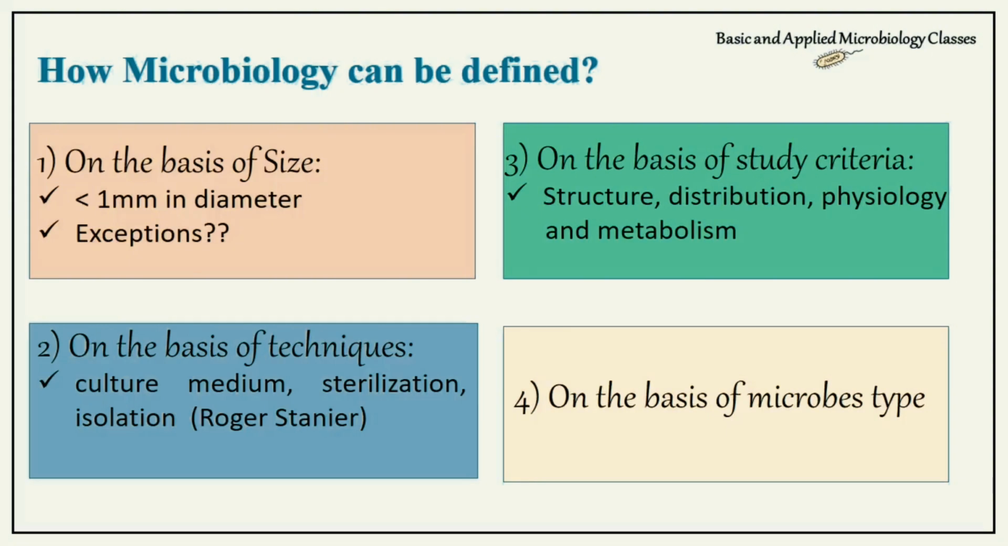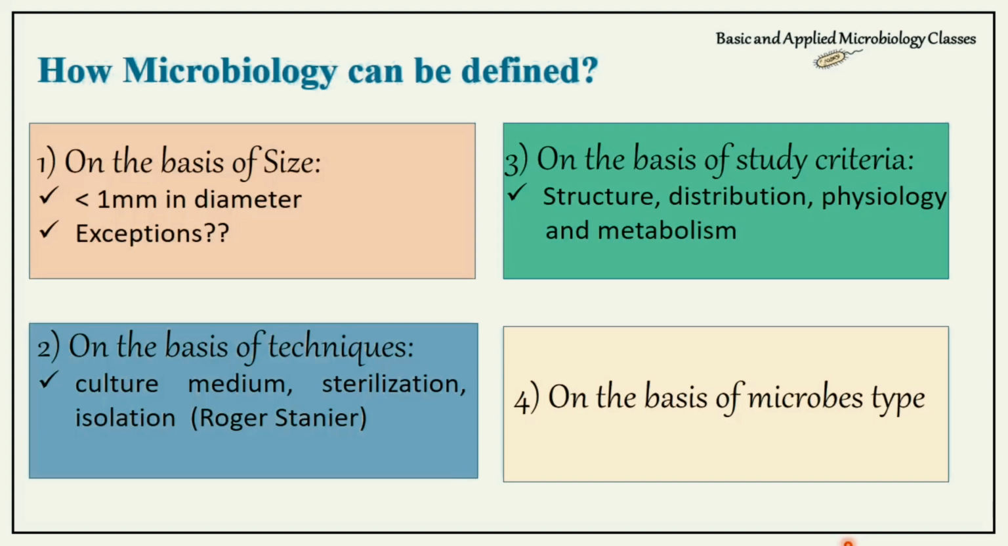Now I'm coming to the definition part, how we can define microbiology. Earlier I discussed what microbiology is and what kind of microbes we can cover under this discipline. Now, if we are among scientific communities or attempting a microbiology exam, we need to use scientific or more biological terms to give an appropriate definition. So to make you understand, I have introduced 4 criteria here. What are these criteria? One is on the basis of size, another on the basis of techniques, third on the basis of study criteria, and fourth on the basis of microbe types.